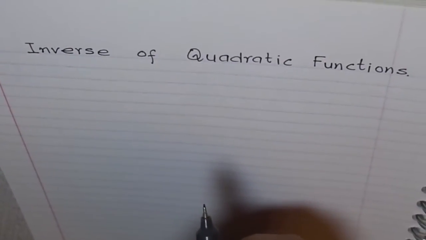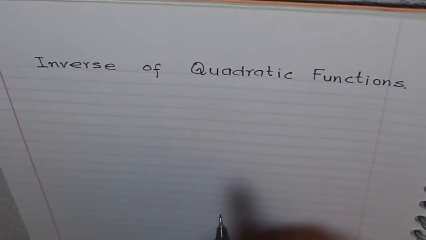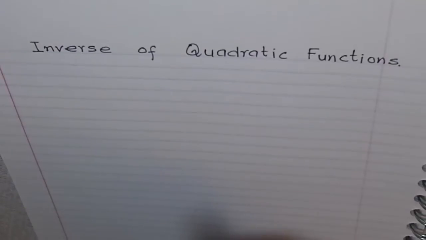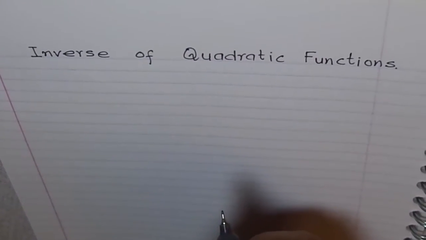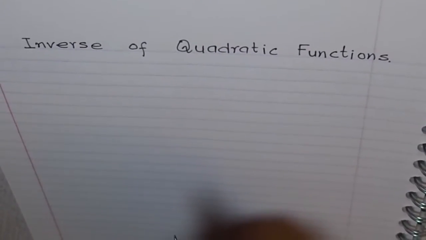In this video, we will discuss how to find the inverse of a quadratic function. We'll take a quadratic function in standard form and then use the completing the squares method to write it in the vertex form, and then sketch the parabola and then find the inverse.